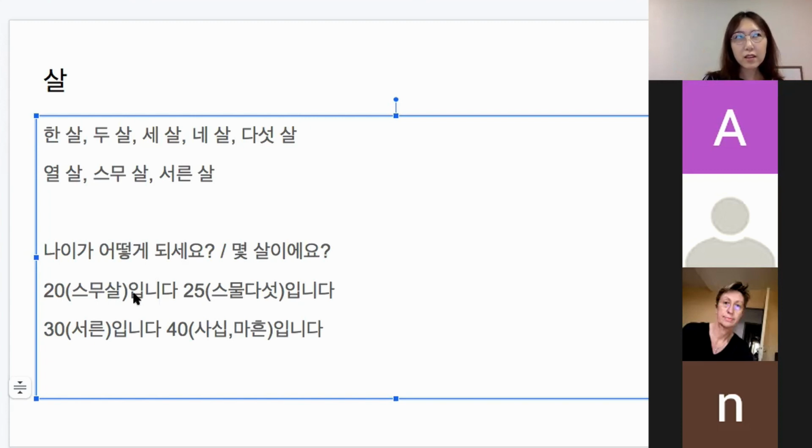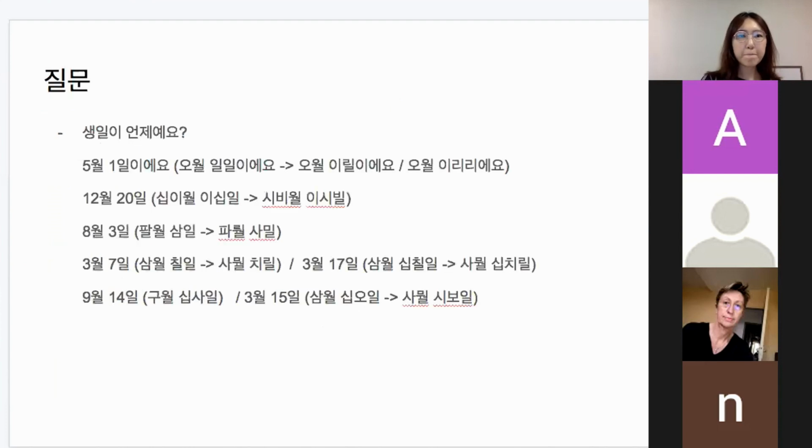Ma'am, subject marking particle. Okay. 네. 20살, 30살, 40살, 40입니다.